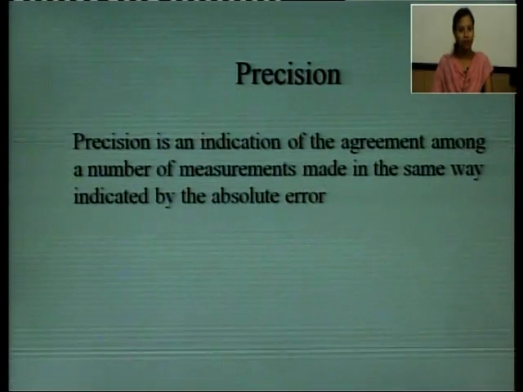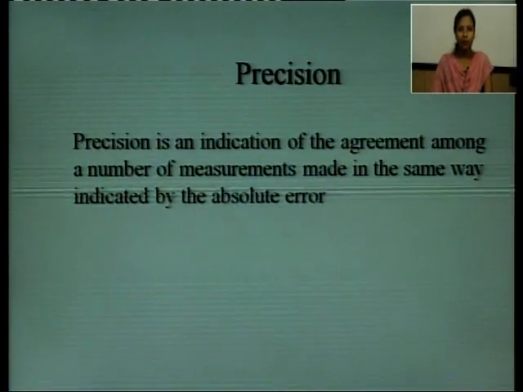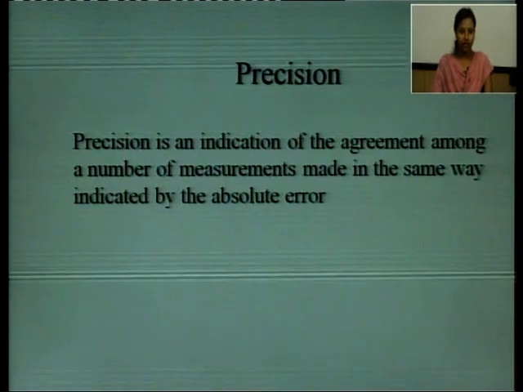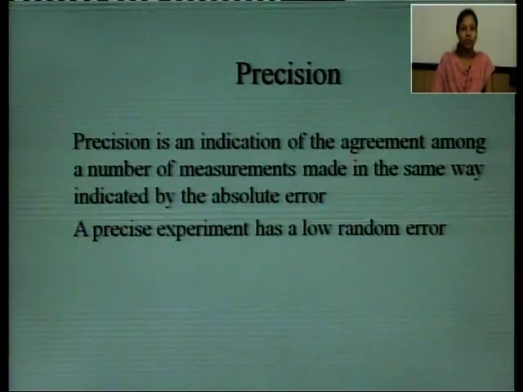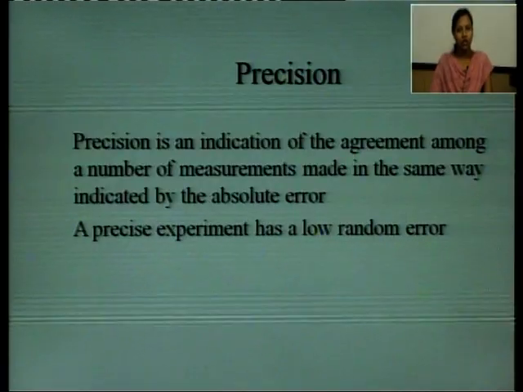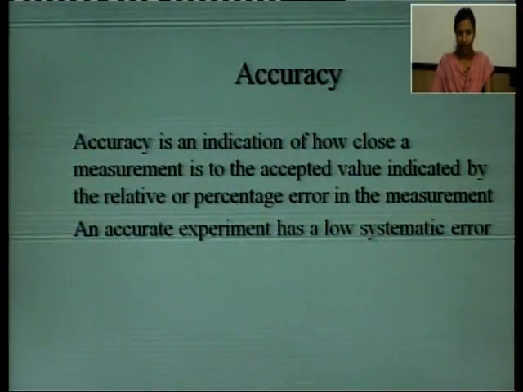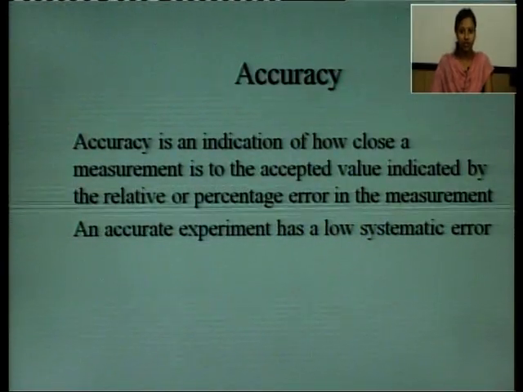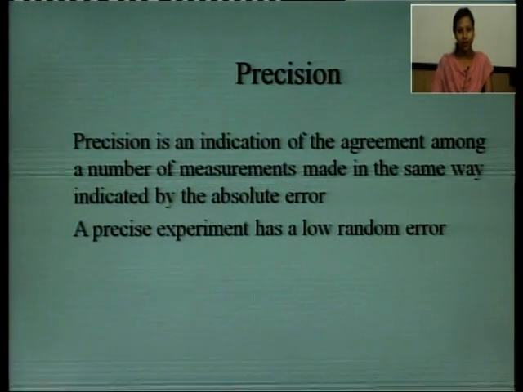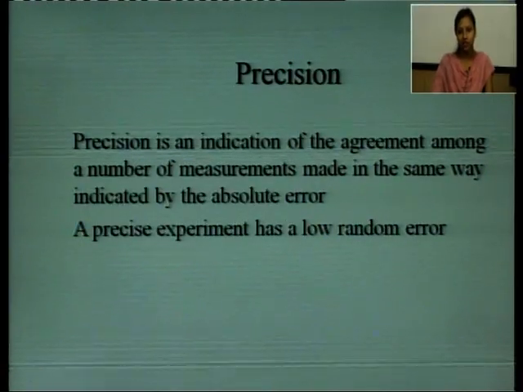Next one is precision. Precision is an indication of an agreement among a number of measurements made in the same way, indicated by absolute error. A precise experiment has a low random error. So the difference between accuracy and precision: an accurate experiment should have low systematic error, while a precise experiment should have a low random error. This is the main difference between accuracy and precision.